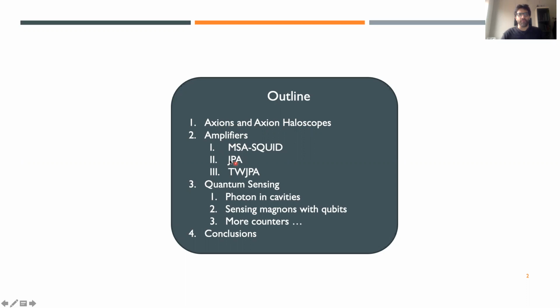Then I will talk about results of experiments obtained with amplifiers. And finally, I will move to quantum sensing, giving some examples of experiments and some more proposed counters, and finally the conclusion.